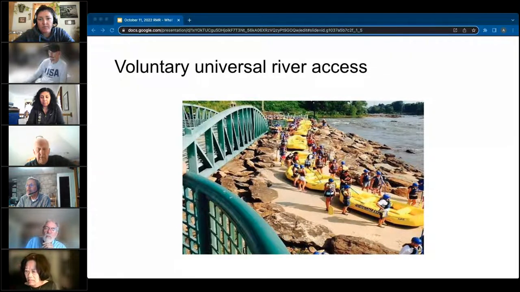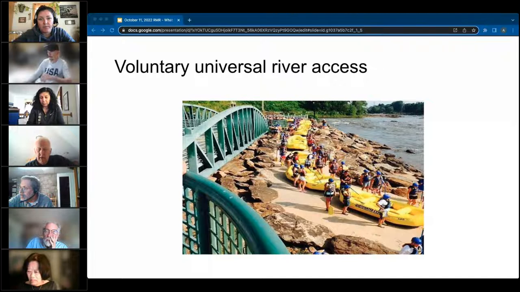Business is primarily with river access. We have Duncan, primarily with his experiences with the Erie Canal. And you'll see some very different examples here. This is an example where we voluntarily provided as close as possible to universal access to the river.